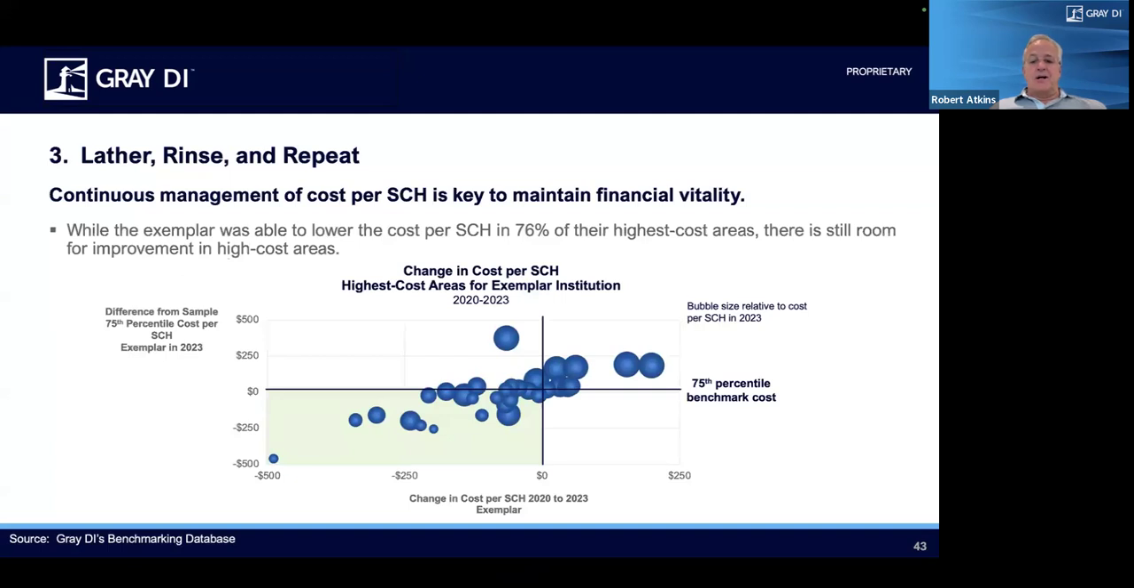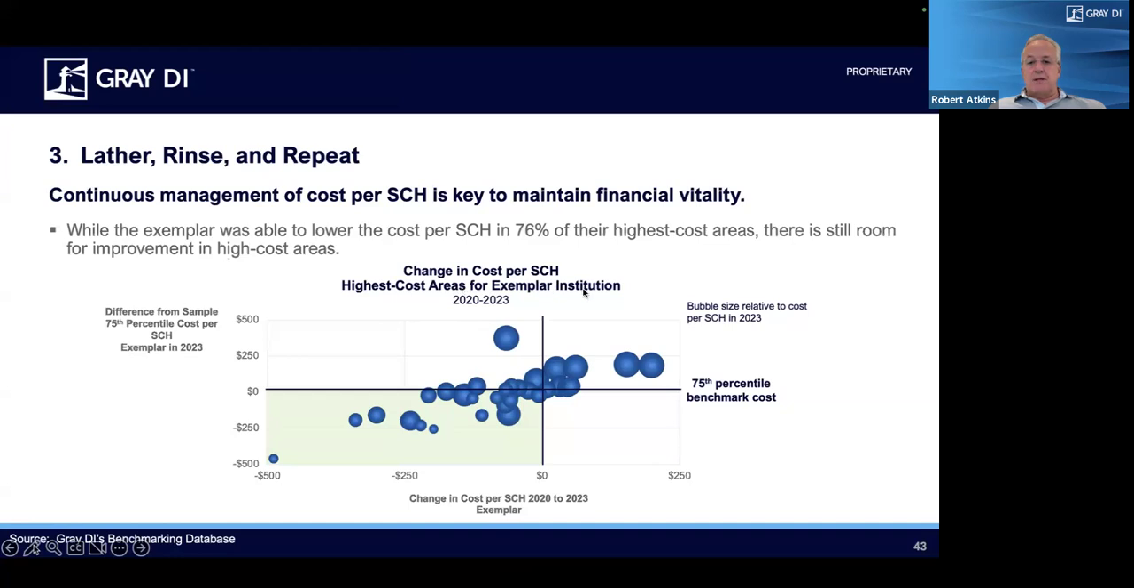Now let me take you to a little more complicated arithmetic. So on this particular chart, we're looking at change in cost per student credit hour. And unusually here, we're looking for more things on the left. That is where the cost per student credit hour went down. The difference here is how much that cost was higher or lower than our 75th percentile in our sample.